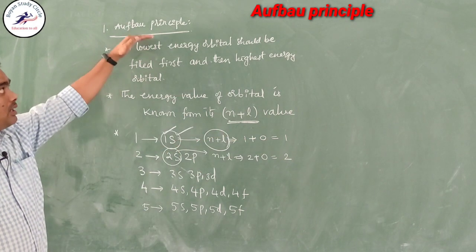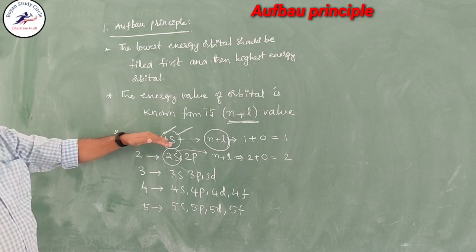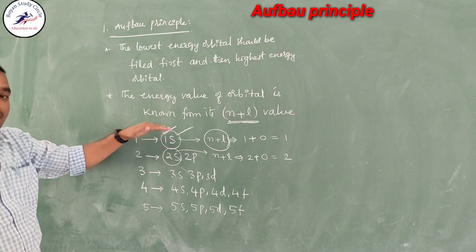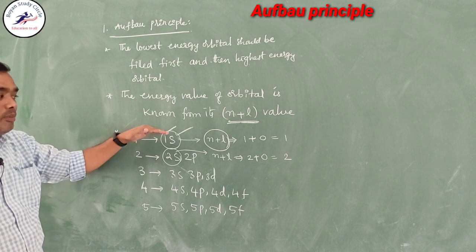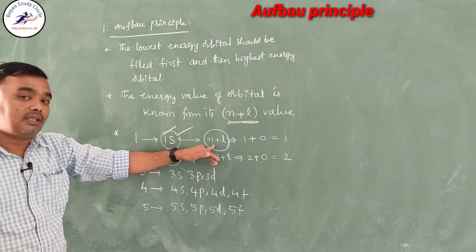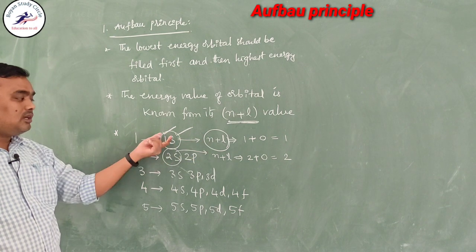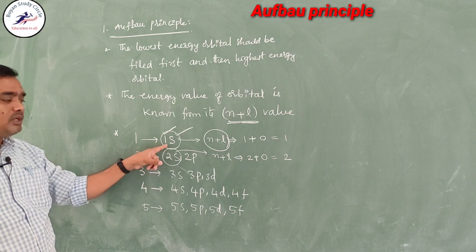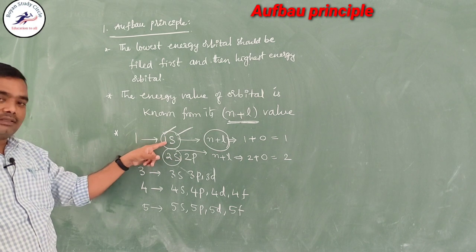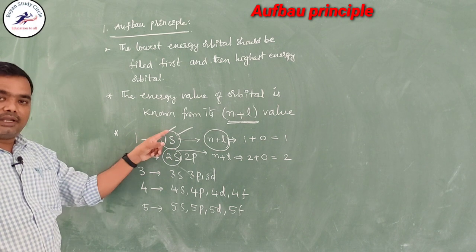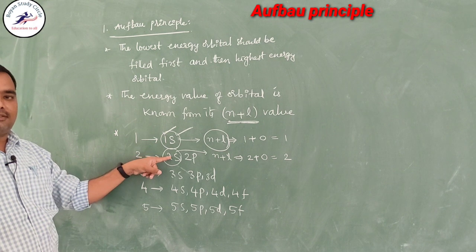That means according to Aufbau principle, which orbital you have to fill first? Lowest energy orbital. That means the orbital which is having lowest n plus L value. So, among 1s and 2s, which is having lowest n plus L value, lowest energy? 1s. So, first you have to fill 1s, then you have to go for 2s, right.